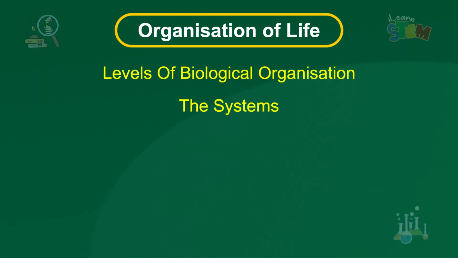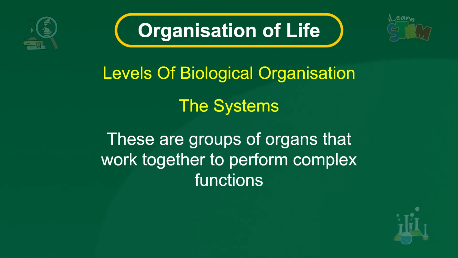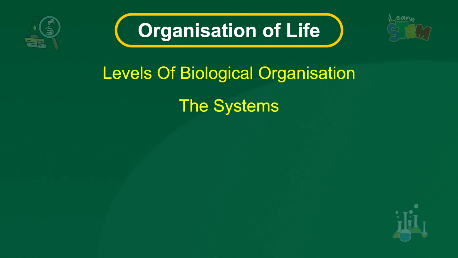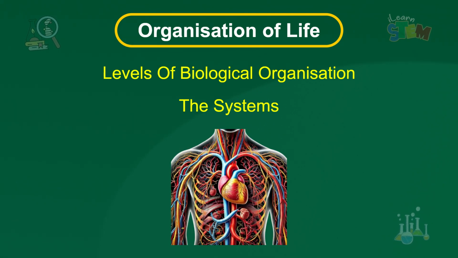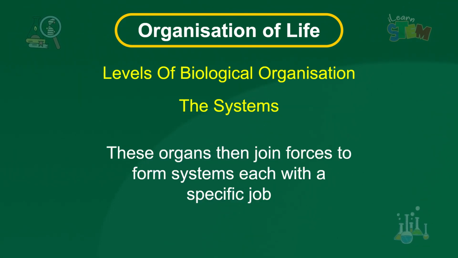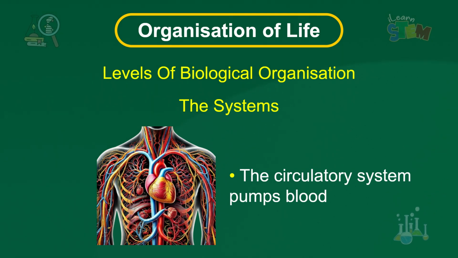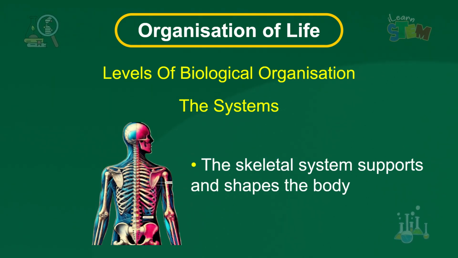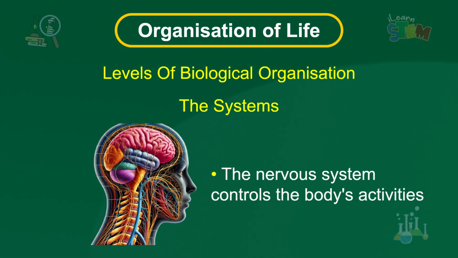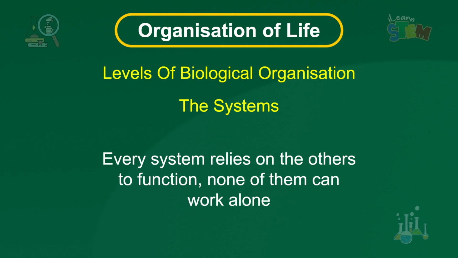4. Systems. These are groups of organs that work together to perform complex functions. An example is the circulatory system. These organs join forces to form systems, each with a specific job. For instance, the circulatory system pumps blood. The skeletal system supports and shapes the body. And the nervous system controls the body's activities. Every system relies on the others to function. None of them can work alone.